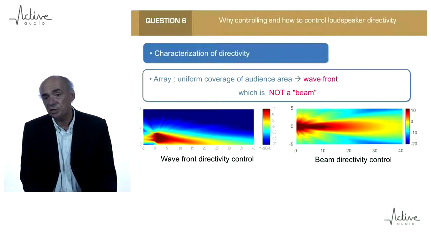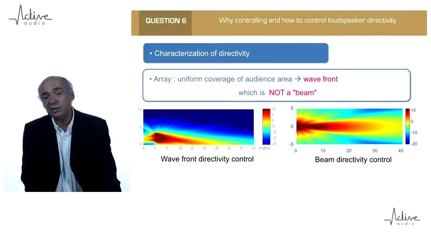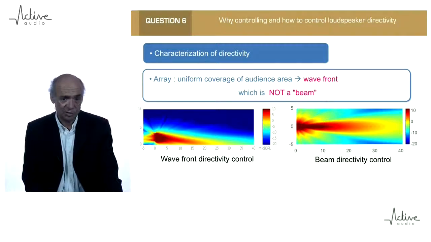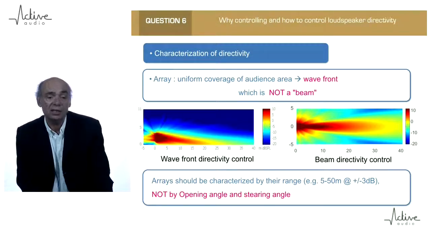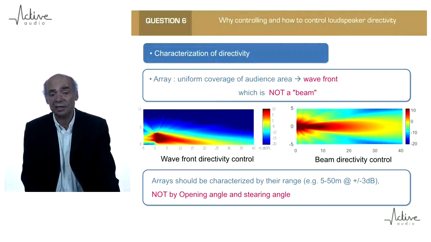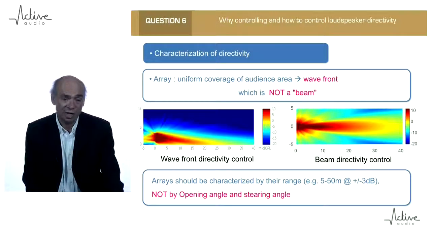A beam is a symmetrical pattern which assumes the far field, but in practice the listeners are not always in the far field, and the lobe is not symmetrical. So the beam is not a good way to characterize the directivity of such arrays. Opening angle and steering angle are not relevant. It is much better to characterize the array directivity by its range, for example.